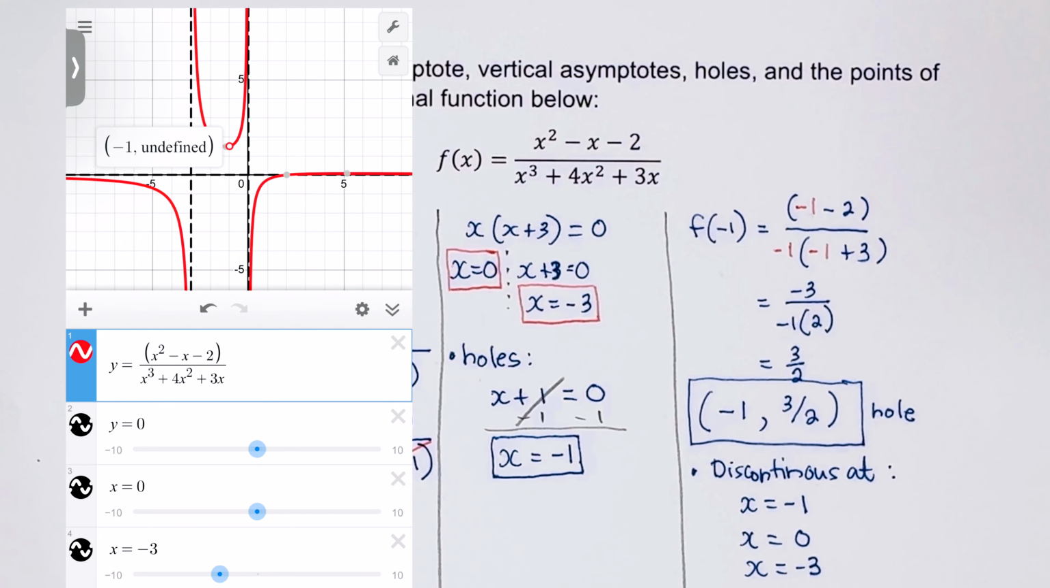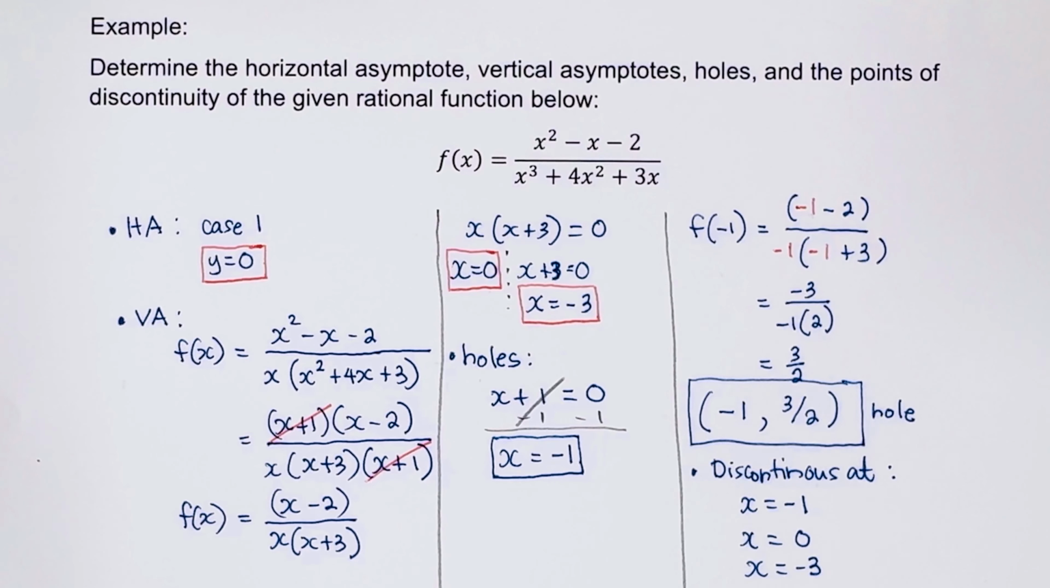Now let's look at the graph of this function right here. Notice that the two vertical asymptotes are x equals 0 and x equals negative 3, and the horizontal asymptote is y equals 0. Please also notice that in the graph, the point negative 1, 3/2 is the hole. It is undefined at that point. Now let's have another example.